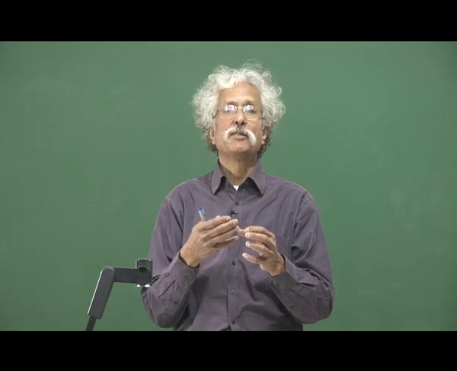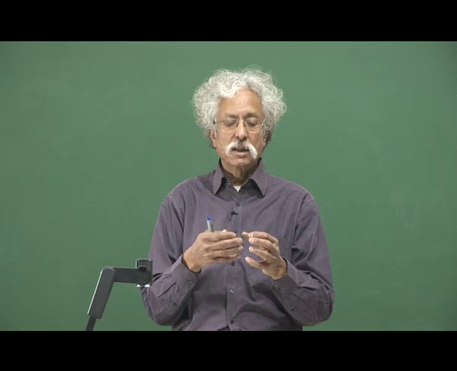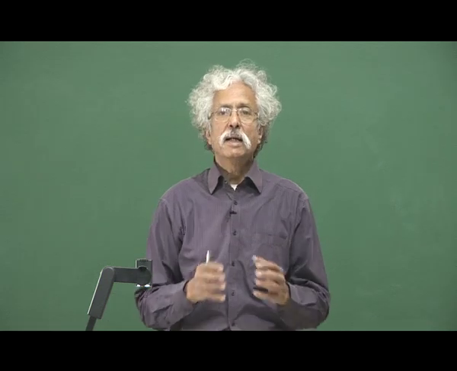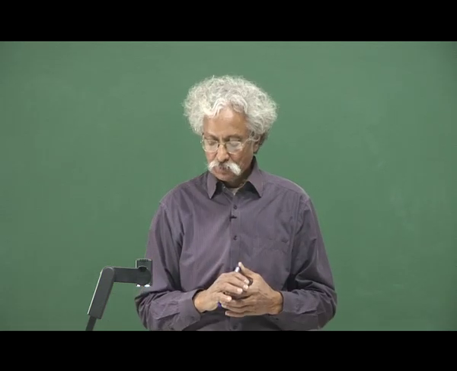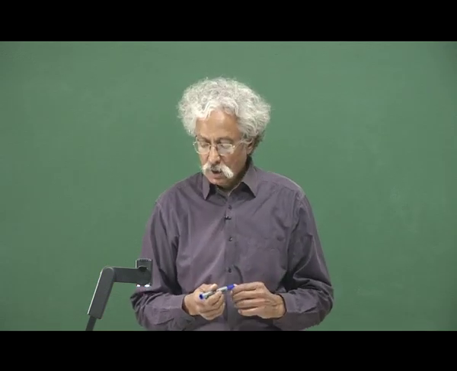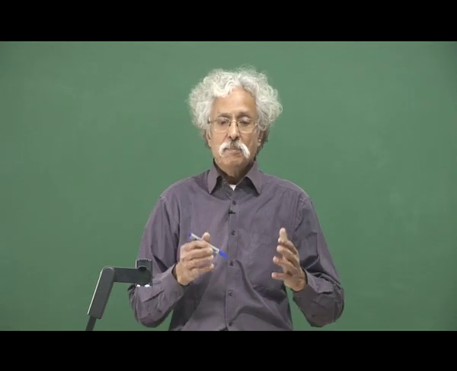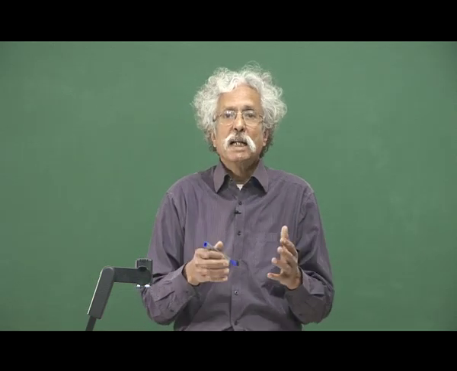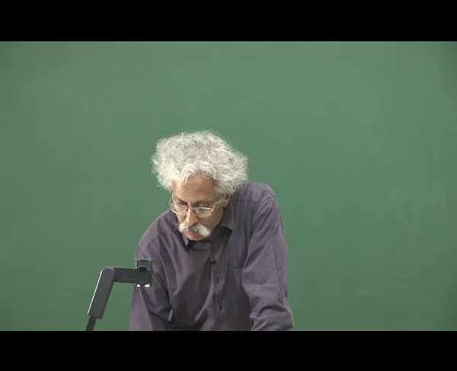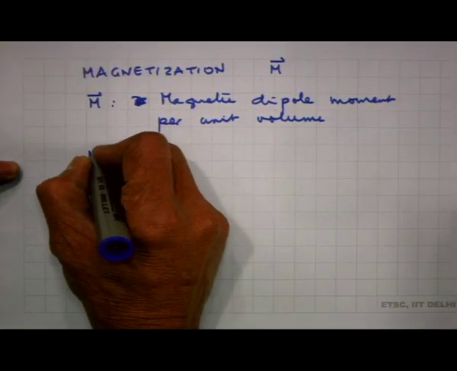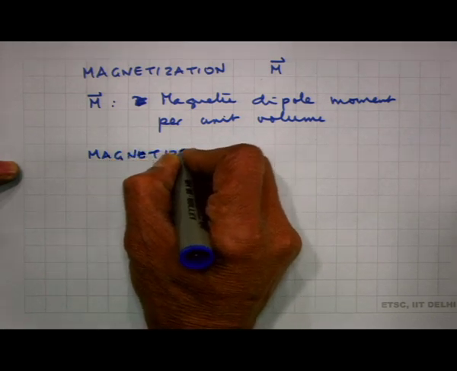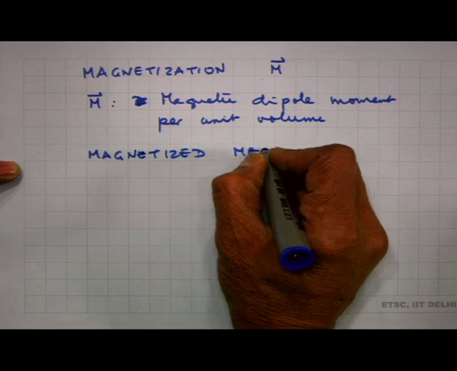Please remember, magnetic moment is a vector. So, I must add all the magnetic vectors vectorially. So, I get the total magnetic moment of the small volume and find out the limit as the volume tends to 0. So, we will get a magnetization, and then magnetization implies that the material has a magnetic moment per unit volume, and a material which has this magnetic dipole moment is called a magnetized medium.